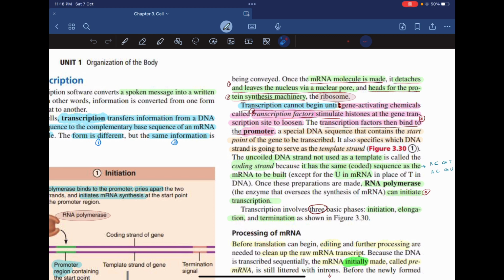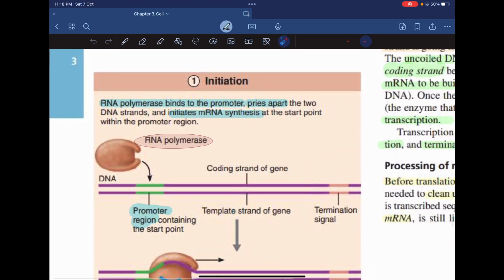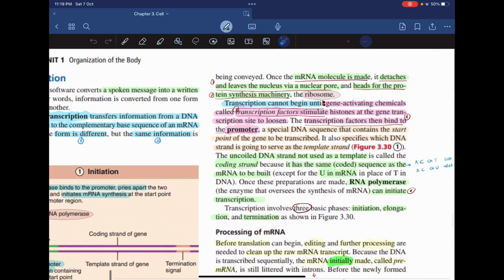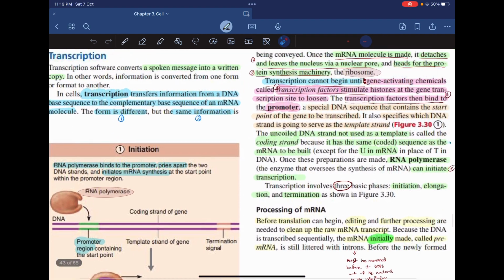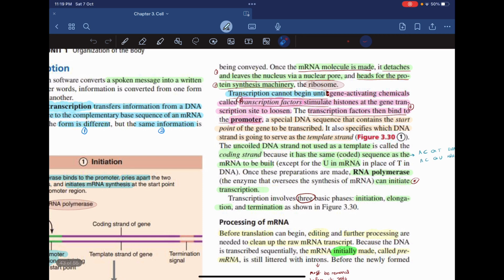This promoter is here to tell them, come to me, I'm here, yalla, let's start. Okay, so it's a special DNA sequence that contains the start point where we should start transcription. Here it is, the promoter region. It tells the RNA polymerase, come, I'm here, let's start transcribing. Tamam. It also specifies which DNA strand is going to serve as the template. As it tells them, come to me, I'm here, it specifies, I'm the template strand, start with me, as an example.